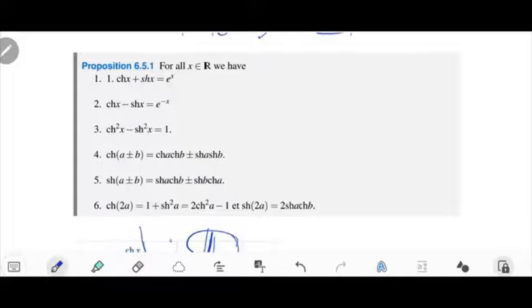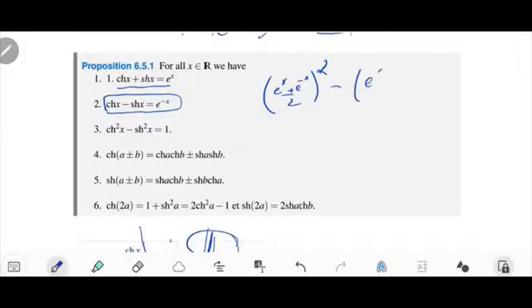We can now prove the following properties for these functions. First, it's obvious that ch x plus sh x is equal to e^x because the e^(-x) will cancel. This is what I started with. And also the difference between ch and sh is equal to e^(-x). Now also we can prove that if we take ((e^x plus e^(-x)) over 2) squared, which is ch x squared, minus ((e^x minus e^(-x)) over 2) squared, if you do the calculation you will obtain 1. So we have the following formula, which is ch squared x minus sh squared x equals 1.